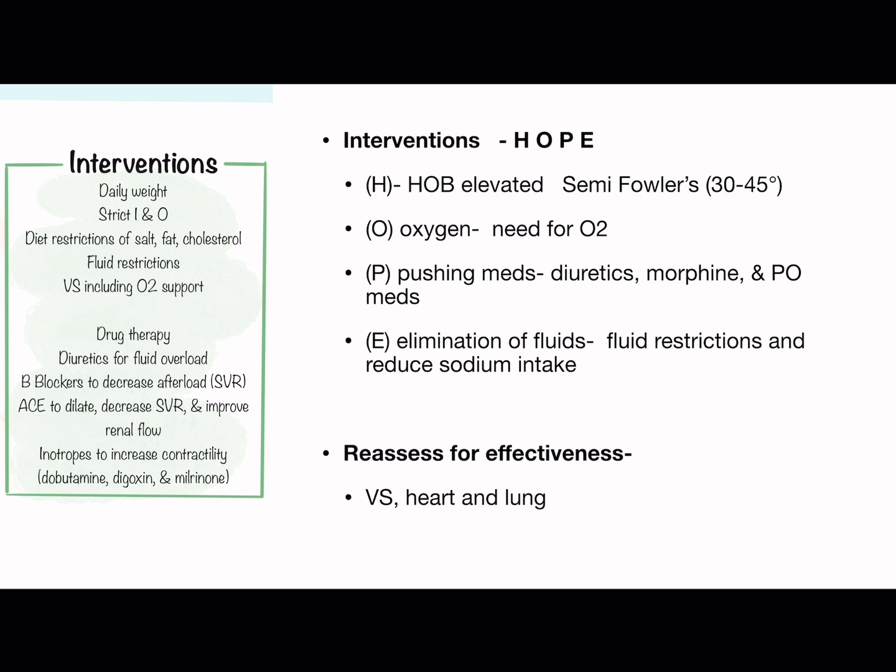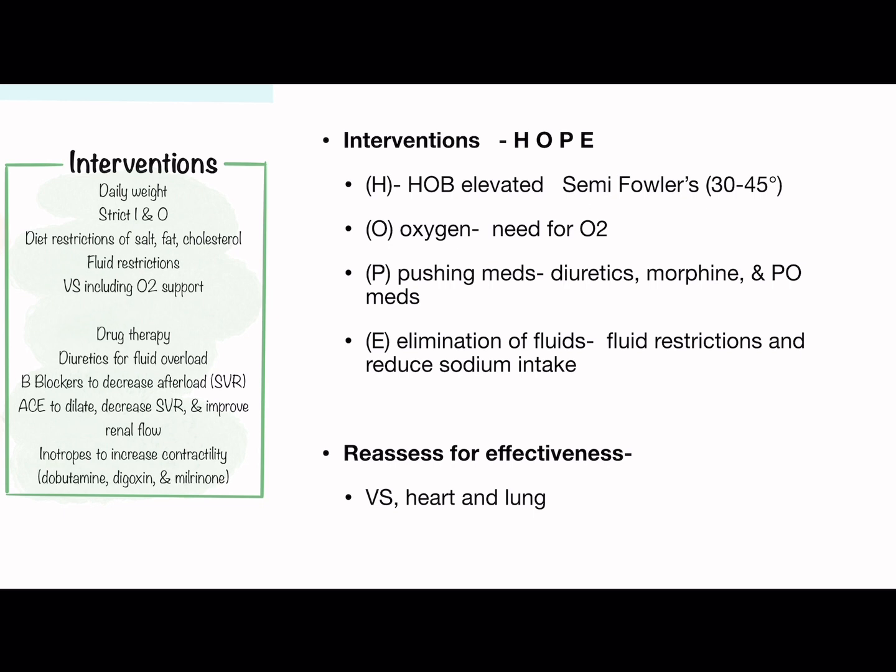We're going to give diuretics because our body wants to hold on to fluids and we need to pull it off. So we're going to give them medications like Lasix and Bumex. We're going to try to diurese them. And then we're probably going to give them morphine. Morphine actually is a vasodilator. It's going to help dilate the arteries.